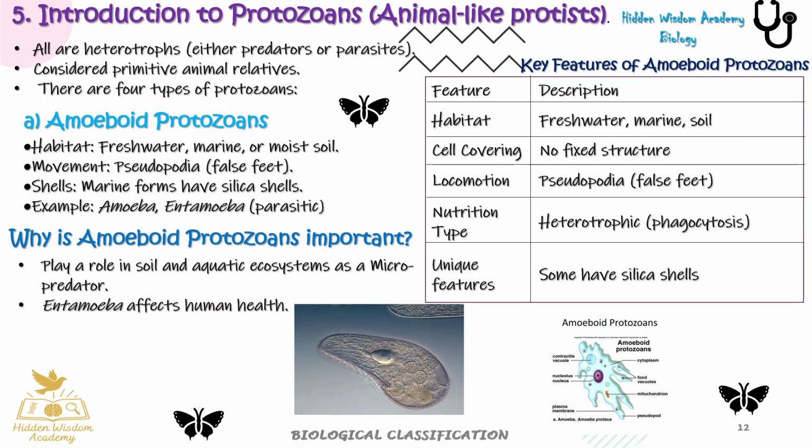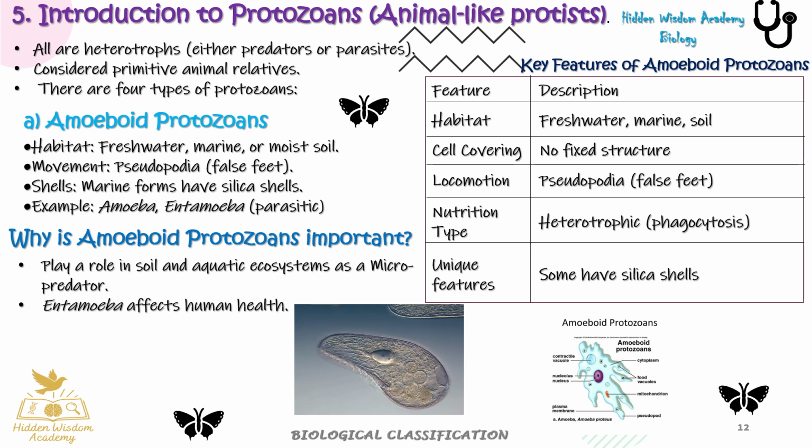Fifth, introduction to protozoans, animal-like protists. 1. All are heterotrophs, either predators or parasites. 2. Considered primitive animal relatives. There are 4 types of protozoans.